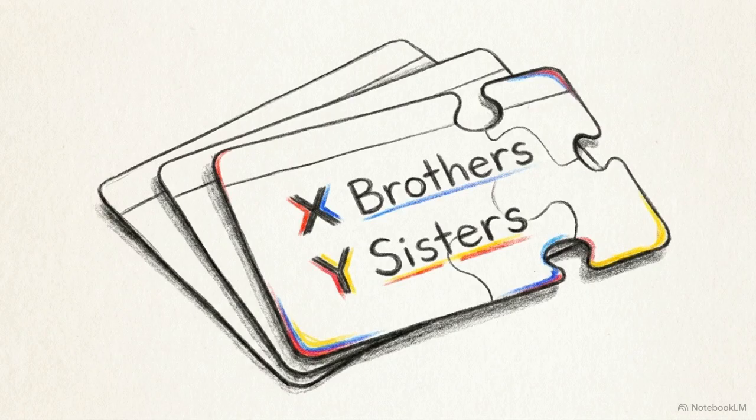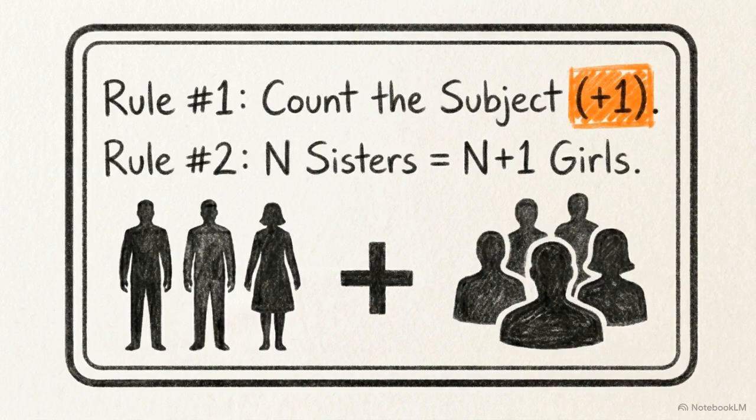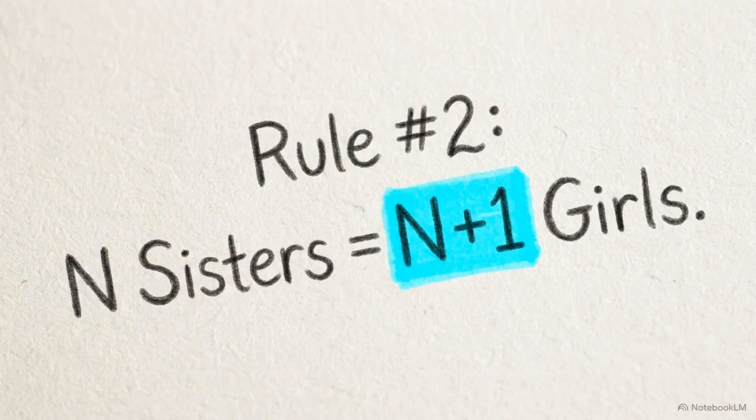This logic applies to any variation of this puzzle you might find. To find the total group, always add 1 to the stated number of siblings to account for the speaker. Adding that one person turns the perspective trick into a simple calculation.